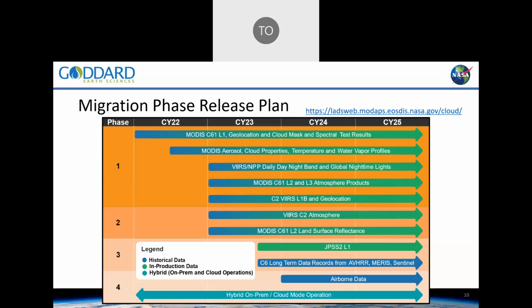Additionally, the thing I'd like to point out is that there's also going to be hybrid and on-prem access simultaneously with the cloud mode operation. So just because we're moving data to the cloud doesn't mean that you have to abandon how you've been getting data in the past using the on-premises servers from NASA. This is just going to allow more flexibility and help with that transition as we move toward getting all of our data into the cloud. And this graphic is also available on the LAADS DAAC's cloud webpage, which is just listed up there at the top.